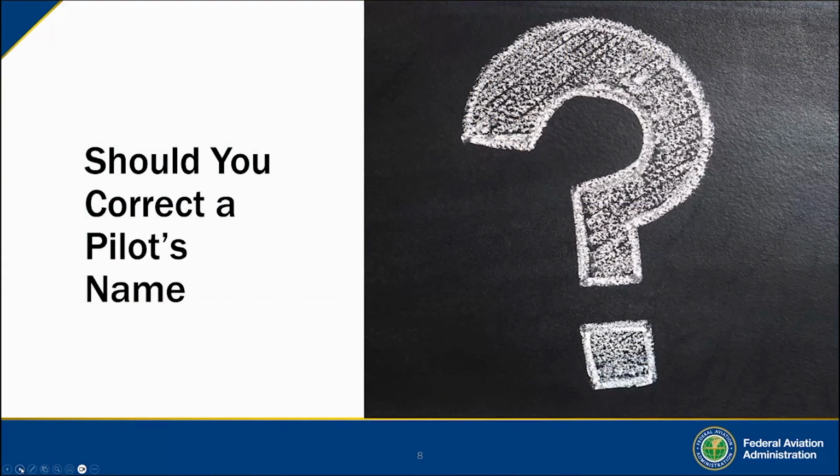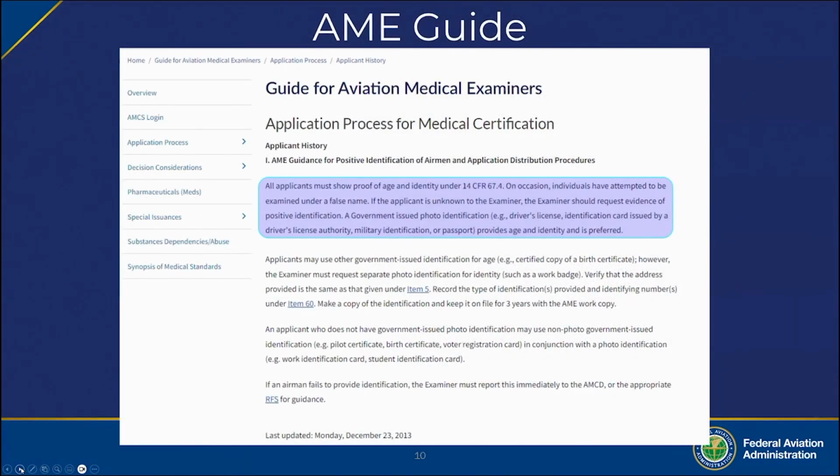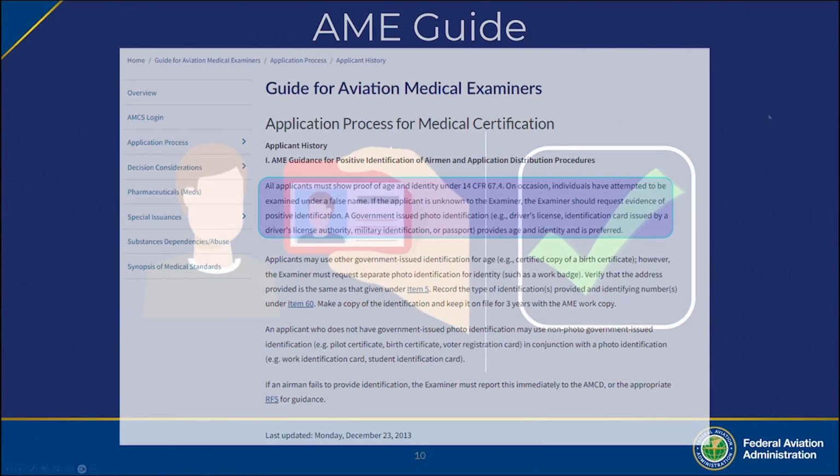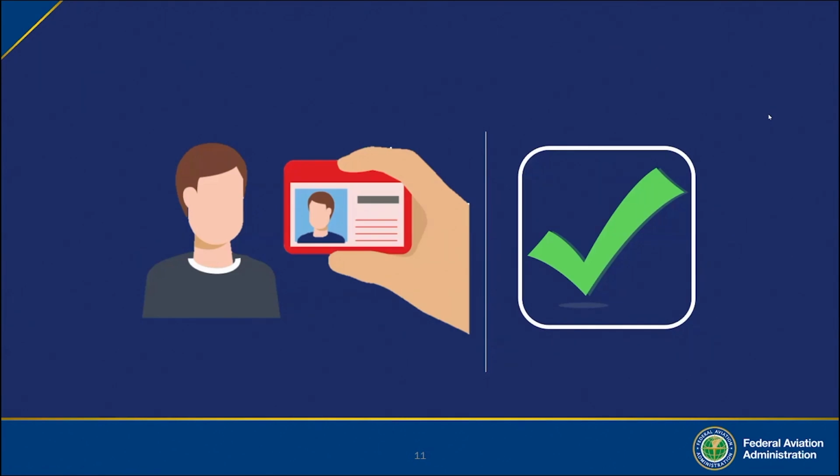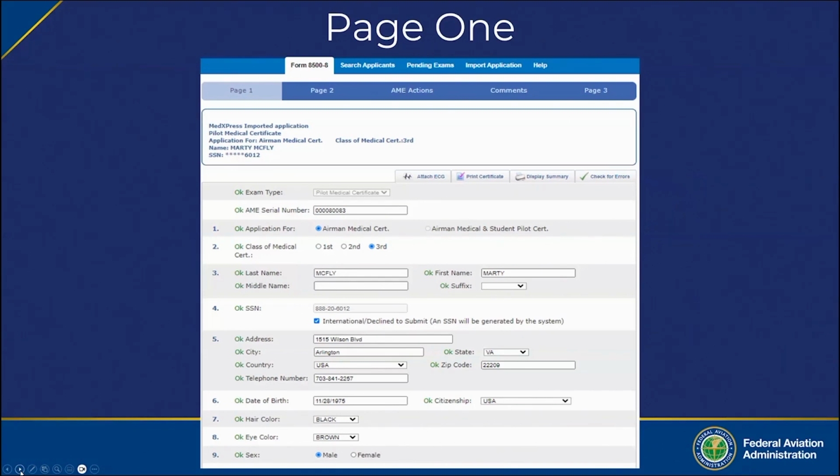So basically, I'd like to talk a little bit about this. Should you correct a pilot's name? So the AME guide, in accordance with 14 CFR 67.4, talks about the fact that it is required that applicants must show proof of age and identity. So checking that ID is part of the exam process. As you know, the name appears on page 1 in AMCS. So this is the data entry screen of AMCS, and item 3 holds the name.